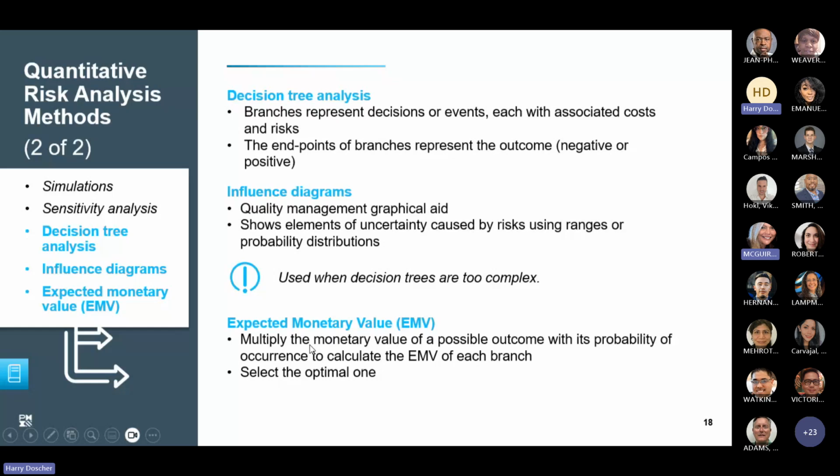So for expected monetary value, you'll put together the decision tree. Okay. What you're going to do is take your wet finger guess at the monetary value of a possible outcome and multiply it by the probability that it's going to occur. You'll do this for each of the branches. And what you want to make your decisions based on is the highest expected monetary value.